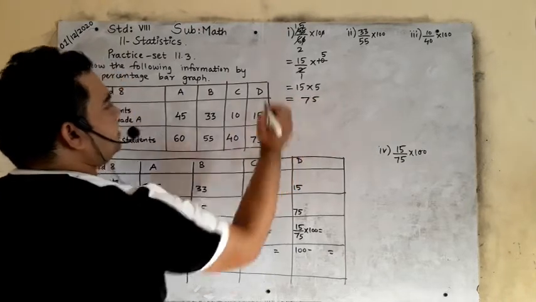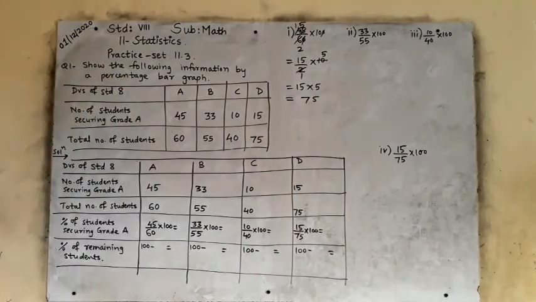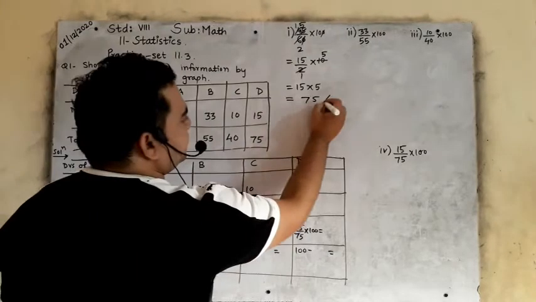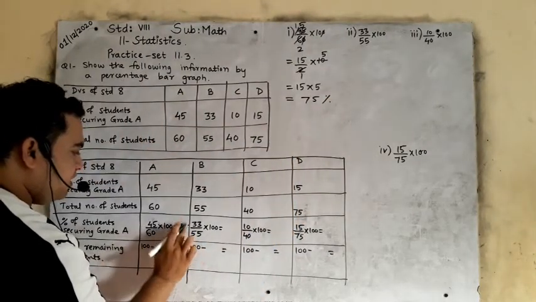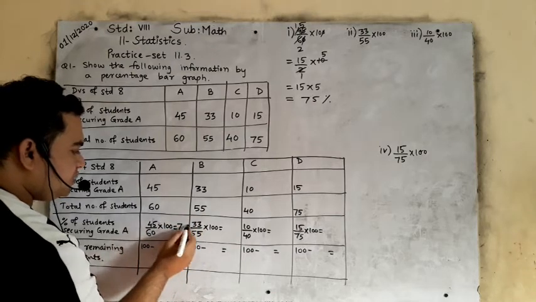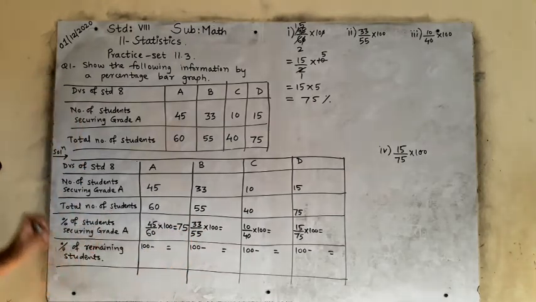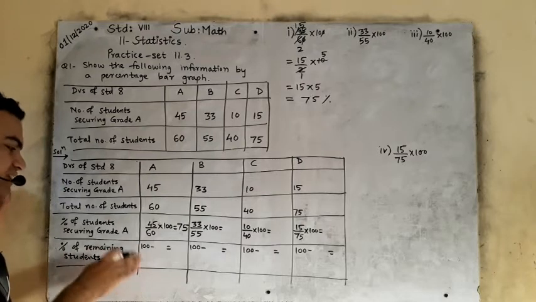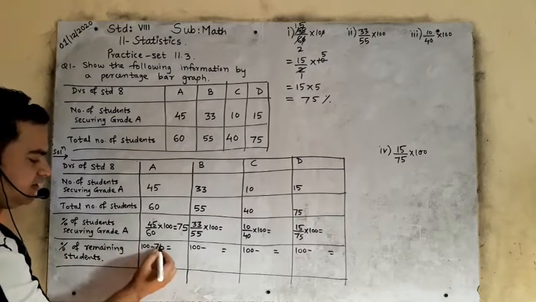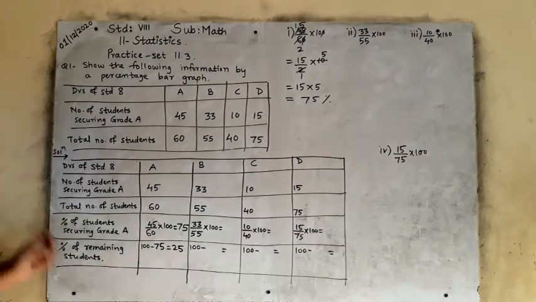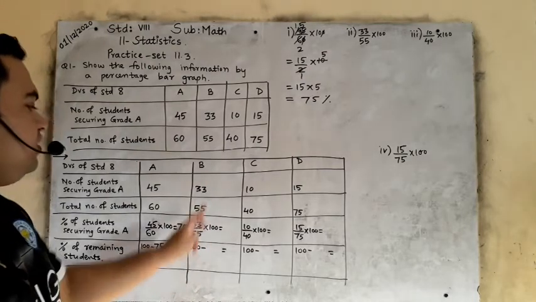5 5s are 25, 5 1s are 5, carry 2 gives 75. It means 15 5s are 75 percent. So here it comes 75. Okay. It means 75 percent of students have secured grade A. So how much percentage did not secure grade A? 100 minus 75 is equal to 25. Is it clear? Now we will solve the B one.